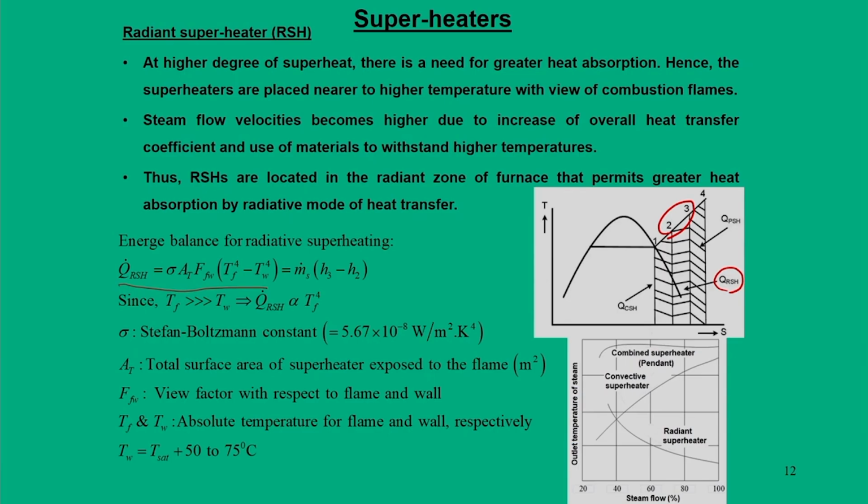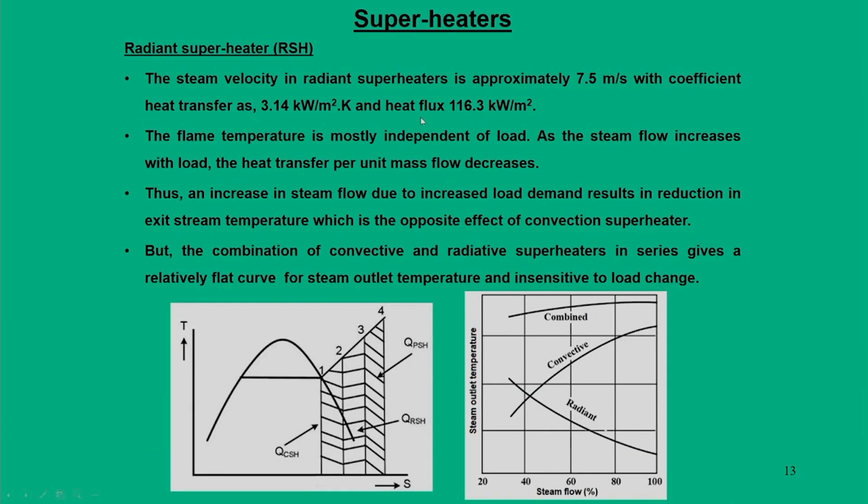So, the steam is allowed to be exposed to the wall side. That is the reason the radiant superheaters are located in the radiant zone of the furnace, which provides greater heat absorption by the radiative mode of heat transfer. So, in other words, for a higher degree of superheat, we require that the steam should be exposed to high temperatures and view the combustion flames.